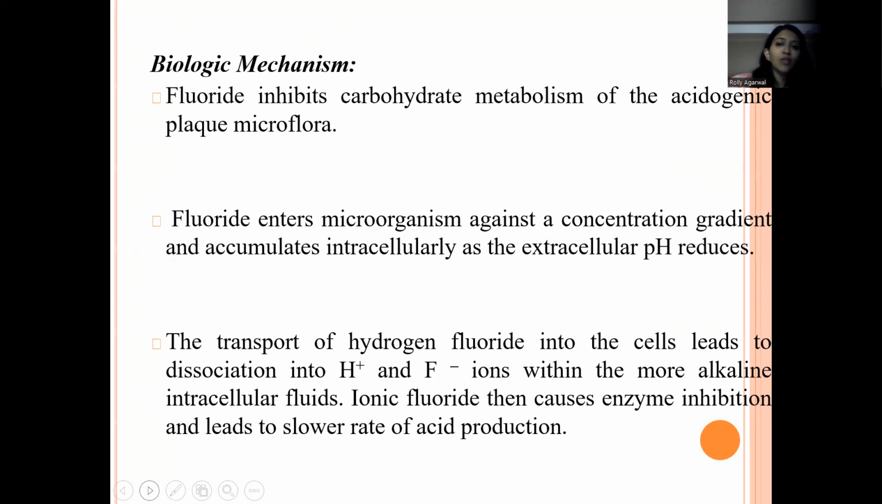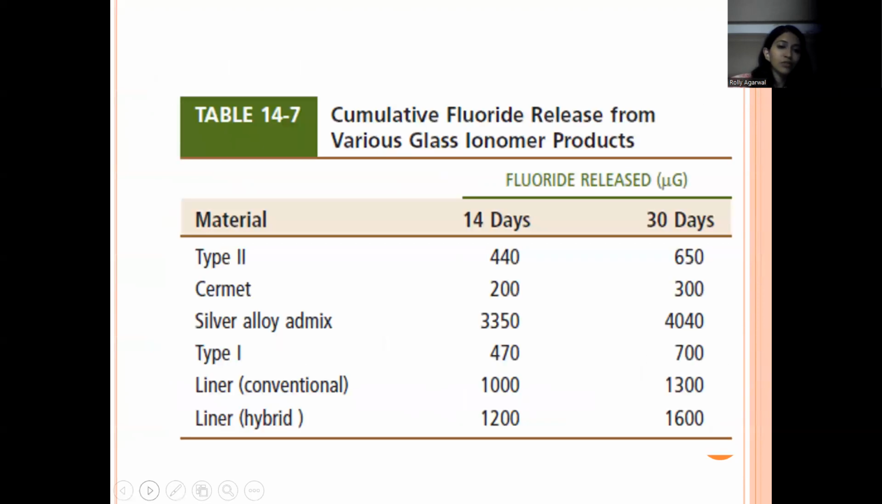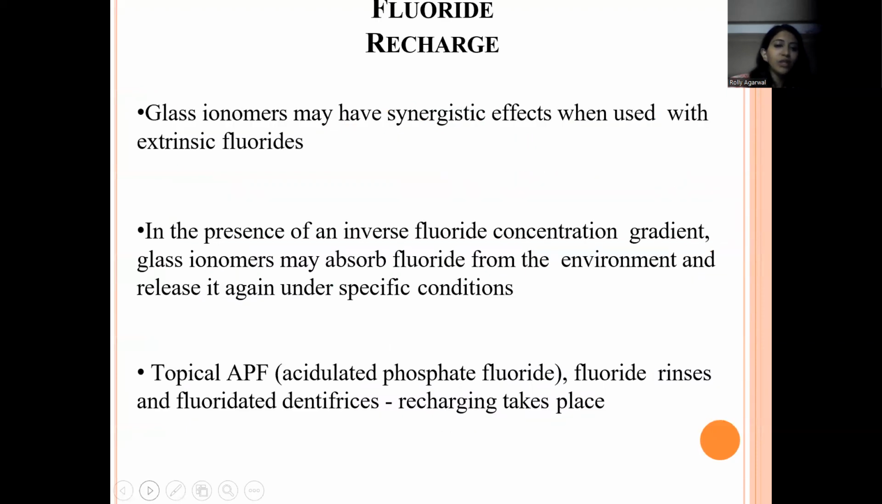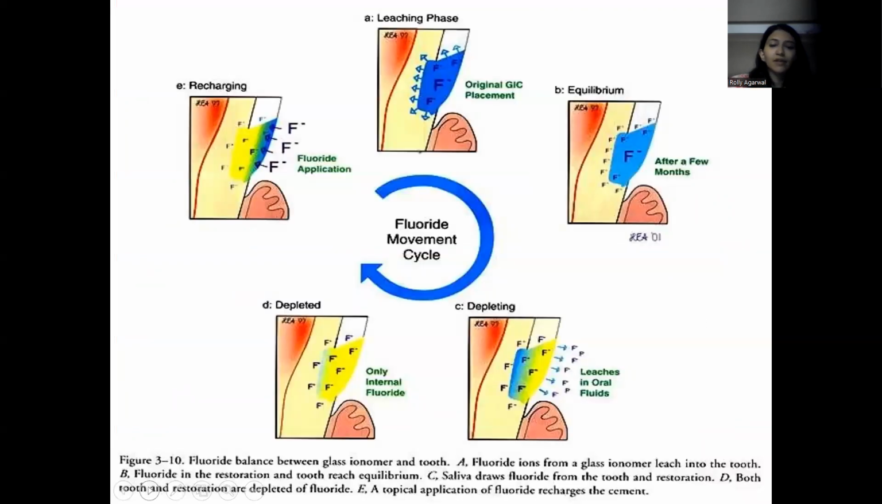It inhibits the carbohydrate metabolism of the acidogenic plaque microflora. Fluoride enters microorganisms against a concentration gradient and accumulates intracellularly as the extracellular pH reduces. The transport of hydrogen fluoride into the cells leads to dissociation into H ion and fluoride ions within the more alkaline intracellular fluids. Ionic fluoride then causes enzymatic inhibition and leads to a slower rate of acid production. So it is acting on the plaque or the biofilm which is there and limiting the amount of acid which is being formed there. And simultaneously, it is working to reinforce the tooth structure by forming fluorapatite.